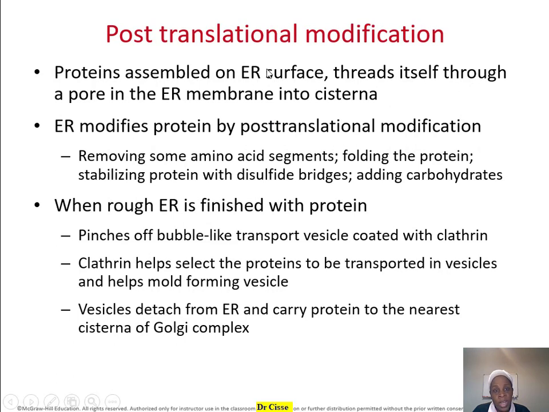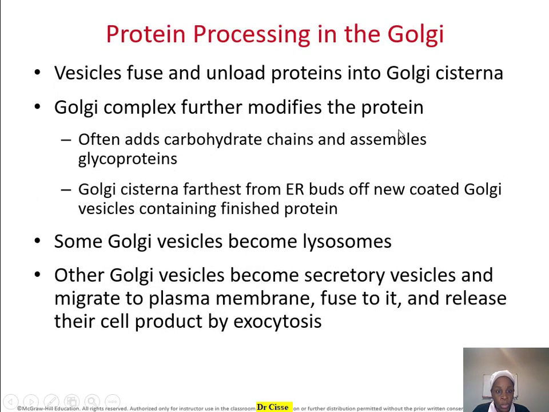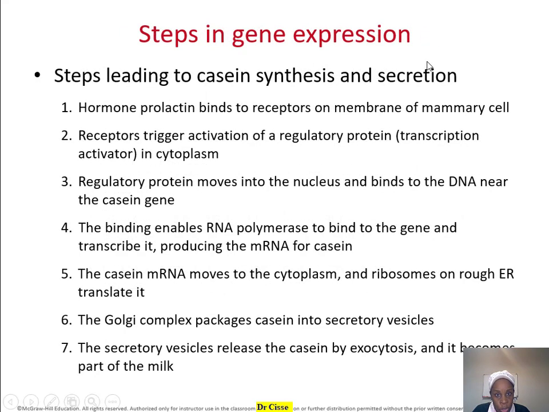And after the protein is made, the protein has to be cleaned up. It's called a post-translational modification. Things have to be added to make things more functional. And then some Golgi vesicles become lysosomes. Some of them will be different organelles inside the cell. And genes can be turned on and off depending on the situation.